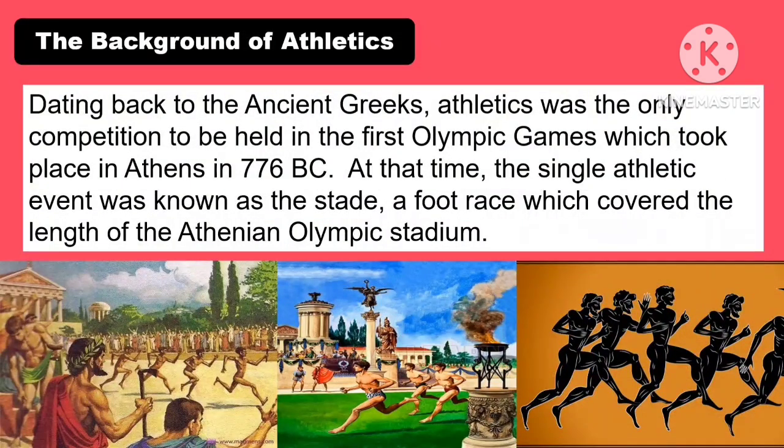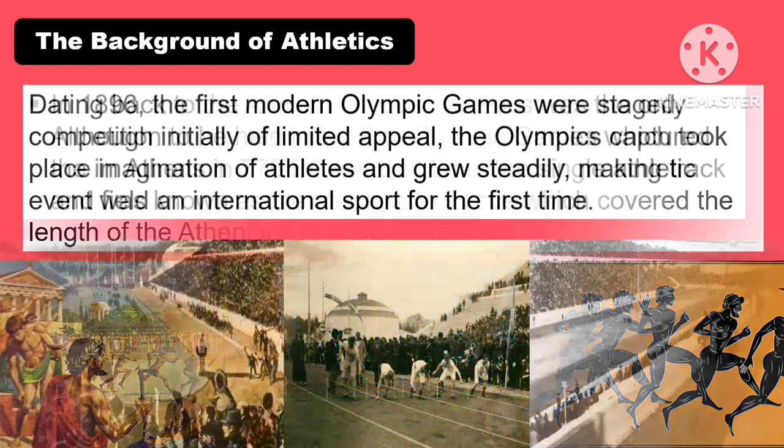Dating back to the ancient Greeks, athletics was the only competition to be held in the first Olympic Games, which took place in Athens in 776 BC. At that time, the single athletic event was known as the stade. It was a foot race which covered the length of the Athenian Olympic Stadium.